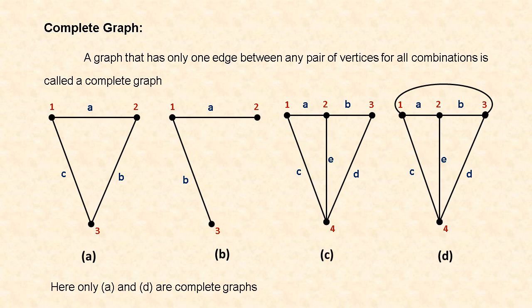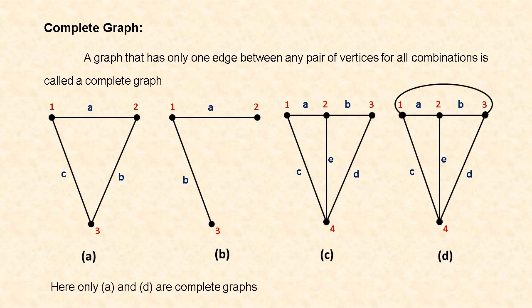If you see figure B, there is no branch or edge between nodes 2 and 3. Hence it is not a complete graph. Similarly, if you see figure C, there is no edge or branch between nodes 1 and 3. Hence it is also not a complete graph.